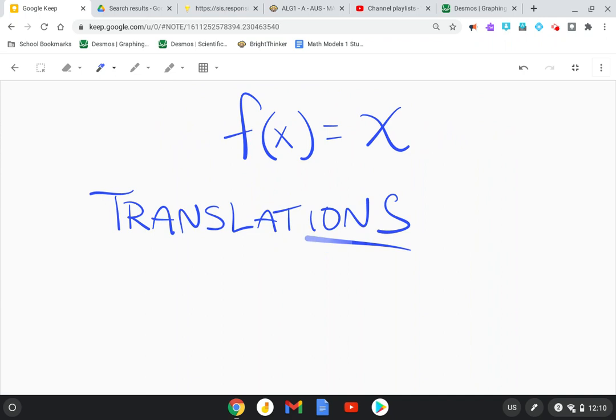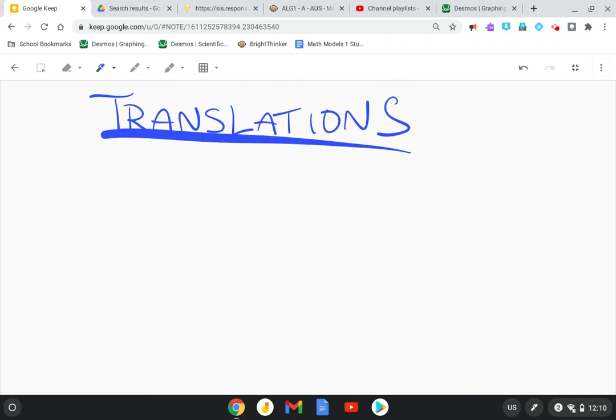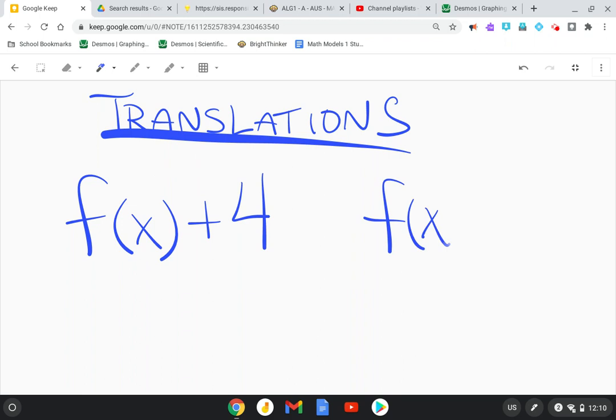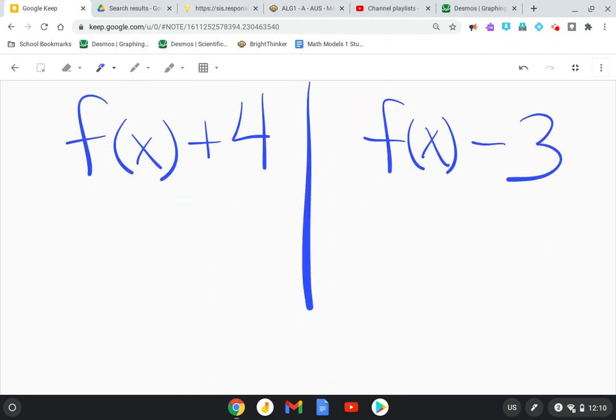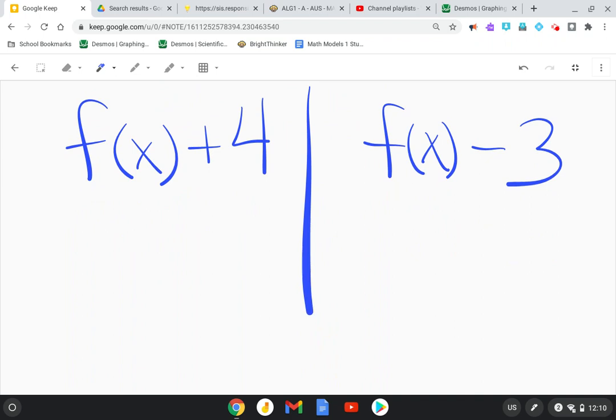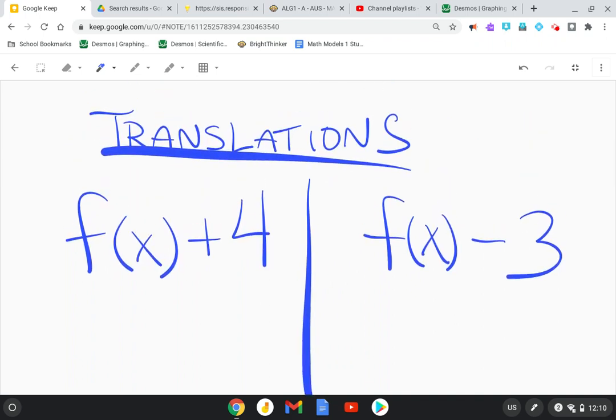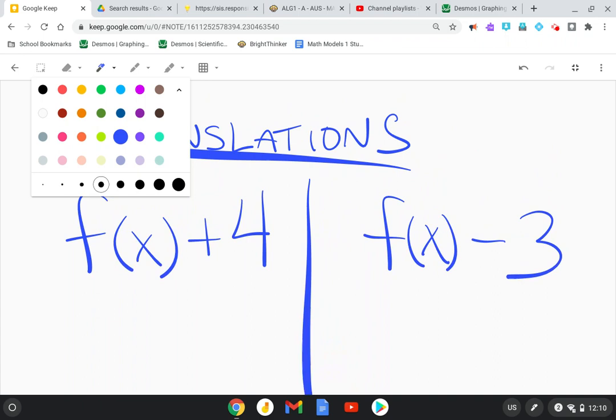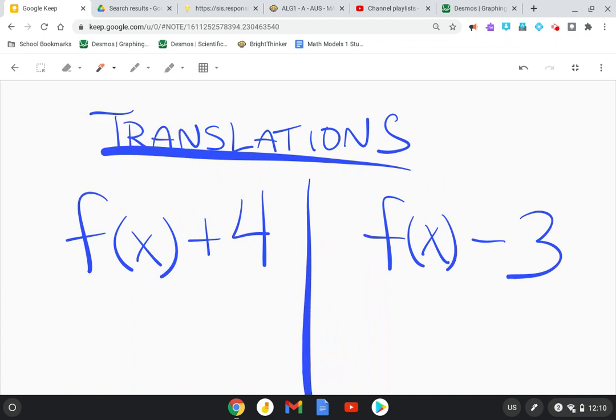So let's look at two different types. The first is what happens when I add just a number off to the end. Or on the other hand, what about subtracting a number off to the end? So what would the result be of either of these? So this is going to be a vertical shift. Adding a number onto the end of the function is going to result in a vertical translation. And so let's look at what that looks like.